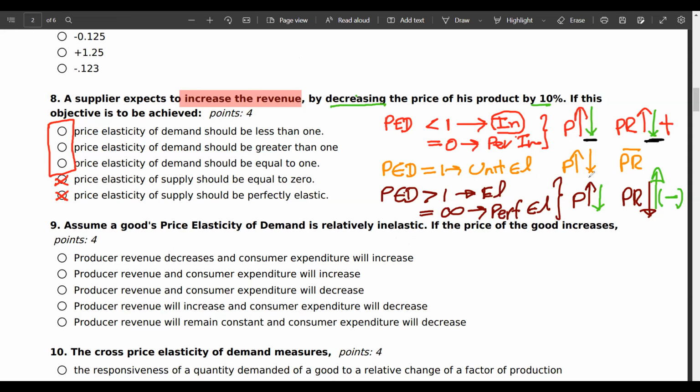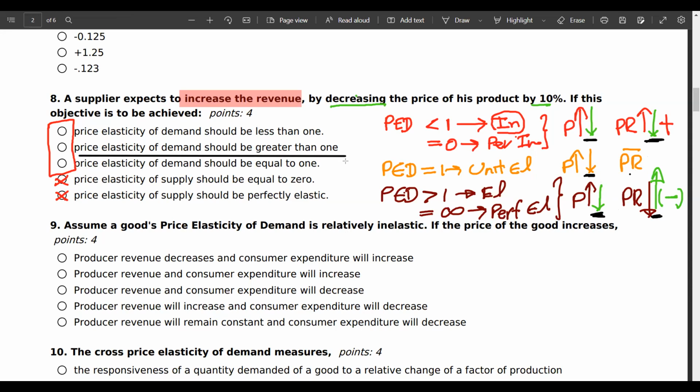For unitary elastic PED, if the price comes down, producer revenue doesn't change. So that's also not the answer. But for elastic PED, if the price comes down, producers earn more revenue. So that is the answer. Price elasticity of demand should be greater than 1. That's the answer for this question.